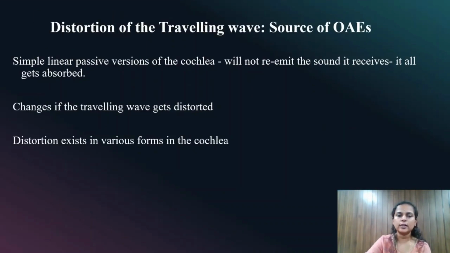Distortion of the traveling wave. Simple linear passive versions of the cochlea will not re-emit the sounds; they get absorbed. A change is seen if the traveling wave gets distorted, and distortion exists in various forms in the cochlea.